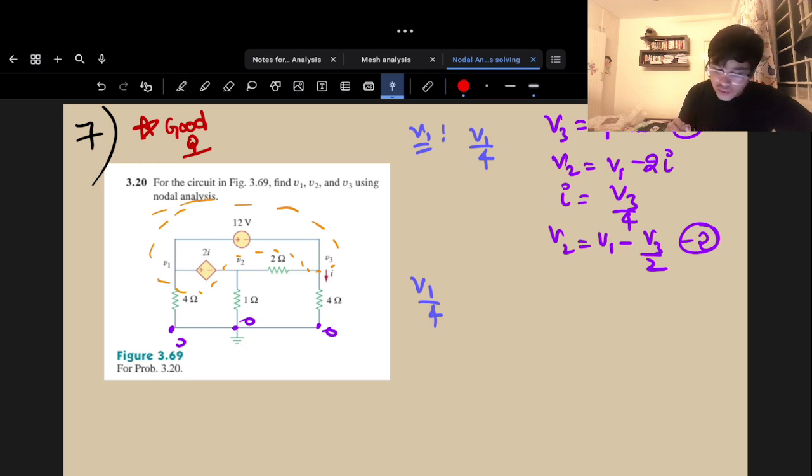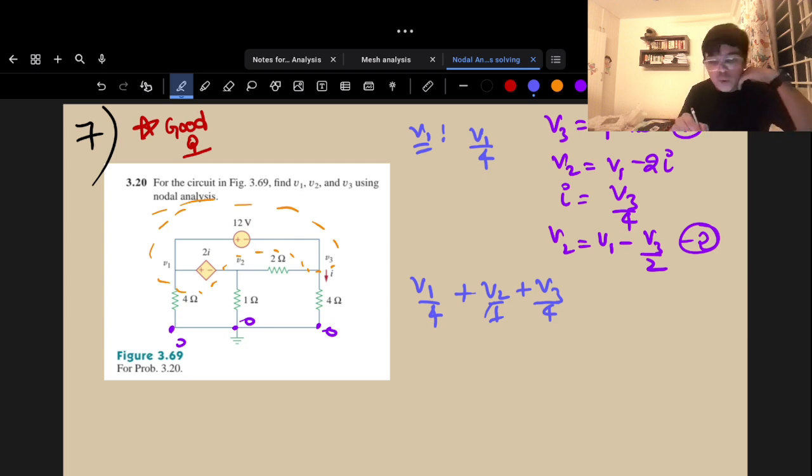Okay, so V1 by 4 is the current that is leaving here. V2 by 1 is another current that is leaving. Now again, V3 by 4 is another current that's leaving. Now, you can either treat this also as an internal current.